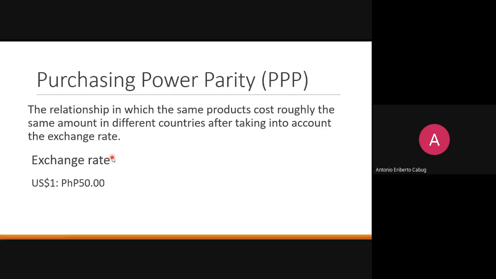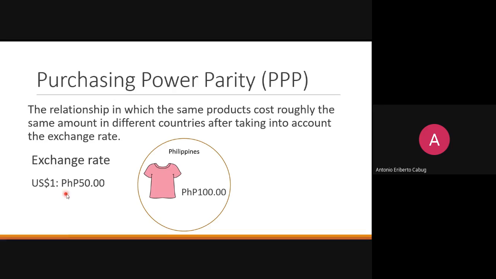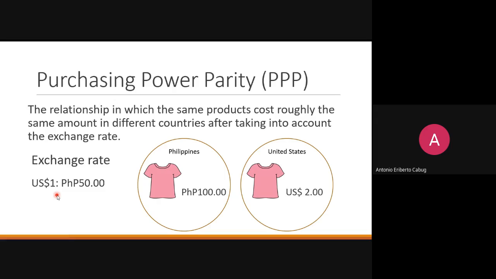So say for example, last time, if we have $1 equal to 50 pesos as the exchange rate, and we find a 100 peso shirt in the Philippines, in the United States it should cost us the same. But because the currency is the US dollar, we have to convert it. In the United States, it should be 2 US dollars. Whether you buy it in the Philippines or in the United States, it doesn't matter. The outflow from you in order to acquire the item should still be the same.